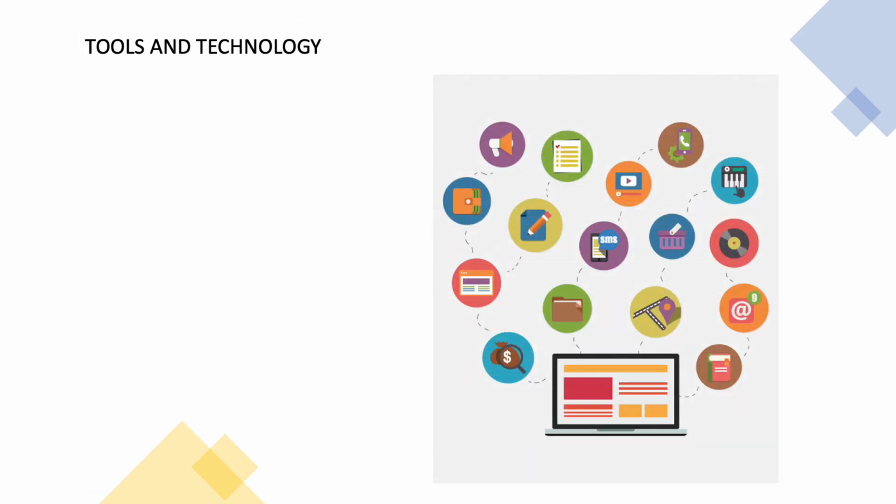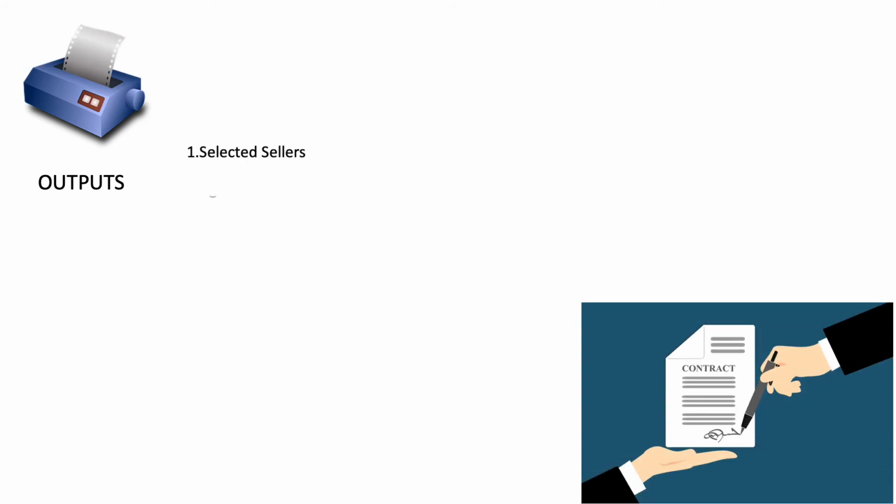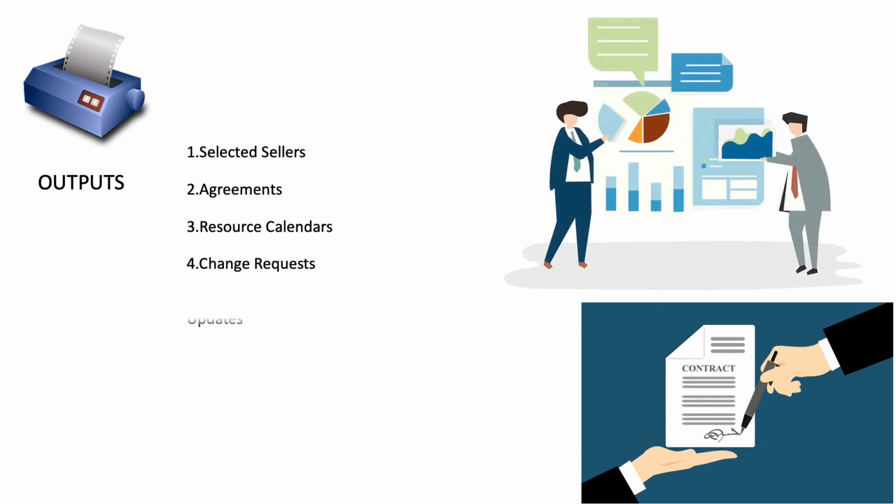Tools and technology consist of bidder conference, proposal evaluation techniques, independent estimates, expert judgment, advertising, analytical techniques, and procurement negotiations. Outputs consist of selected sellers, agreements, resource calendars, change requests, project management plan updates, project document updates.